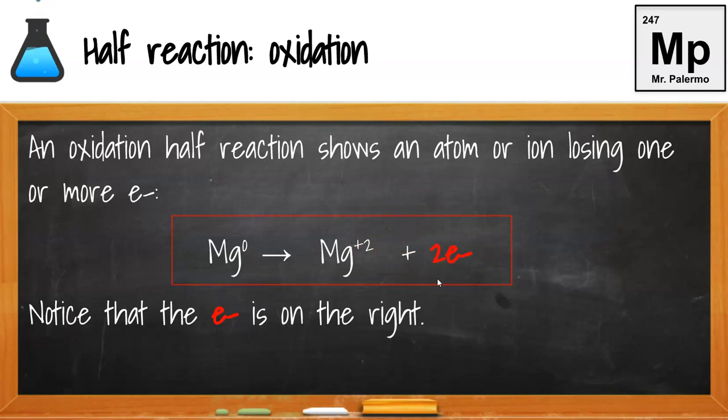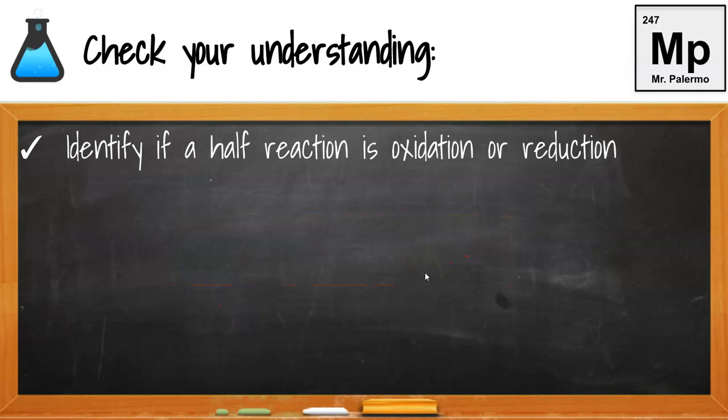So recapping, reduction half reactions, the gain of electrons is shown by electrons on the left-hand side of the reaction. And oxidation half reactions, the electrons are shown on the right-hand side, showing a loss of electrons. So let's check your understanding. Can you identify if a half reaction is oxidation or reduction?